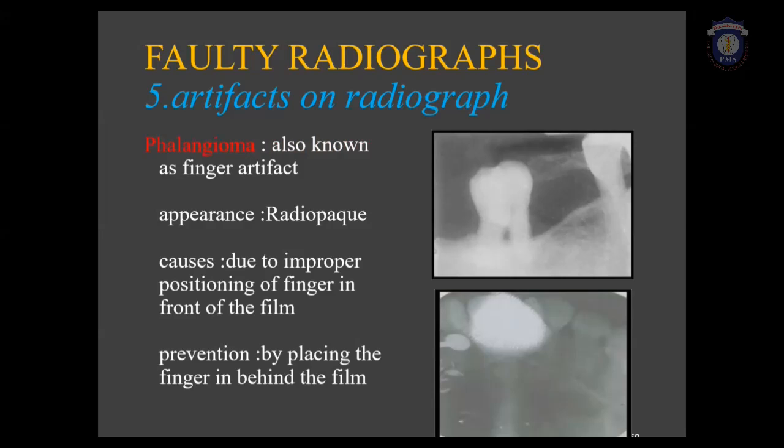Phalangioma or the finger artifact. This appears as a radio-opaque artifact. It occurs due to improper positioning of the finger in front of the film. So place the finger behind the film to avoid this artifact.